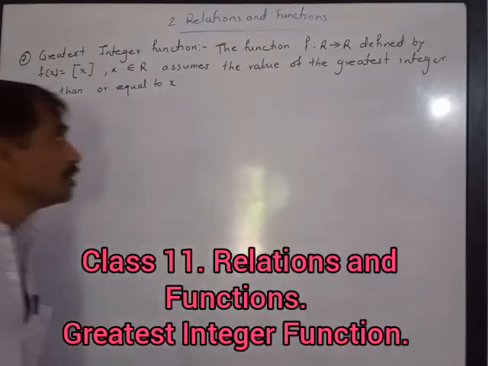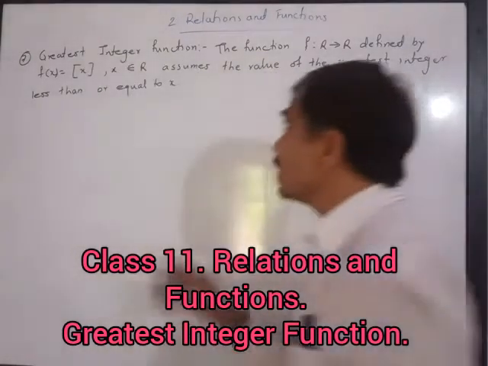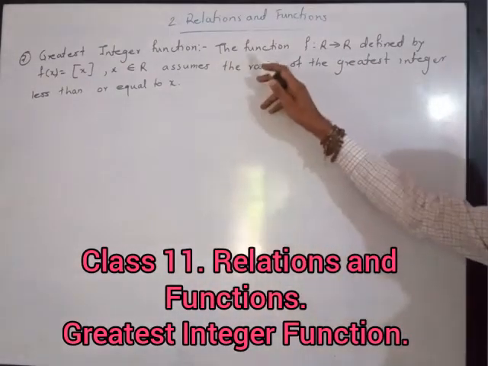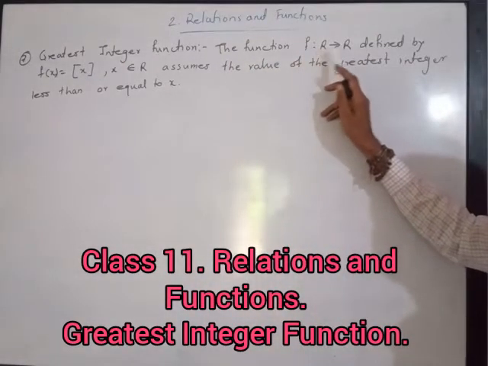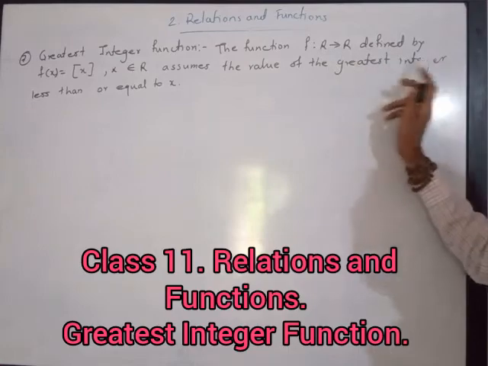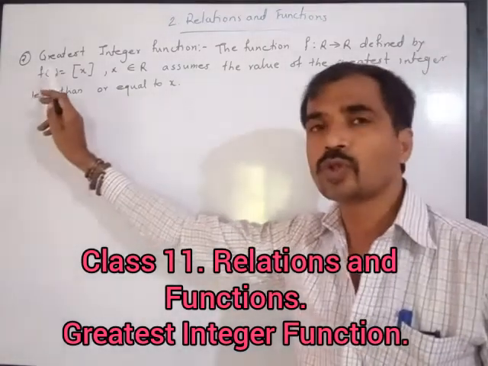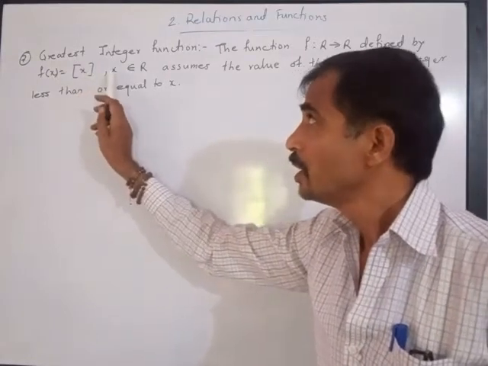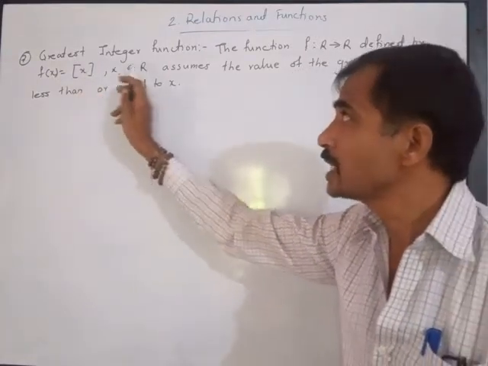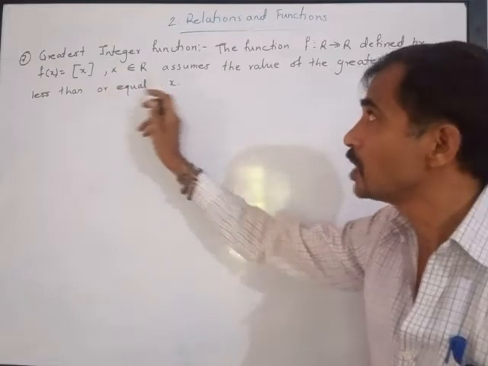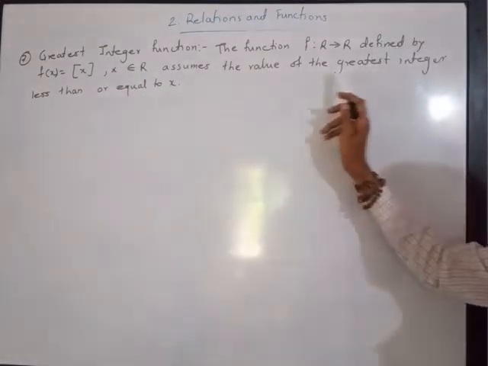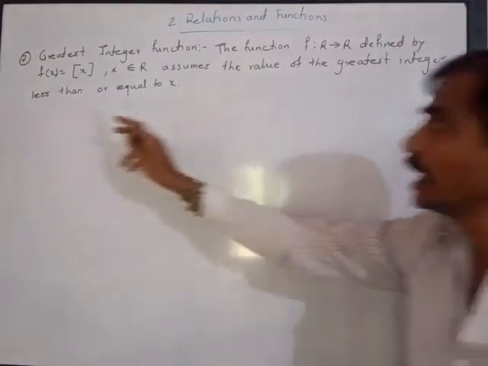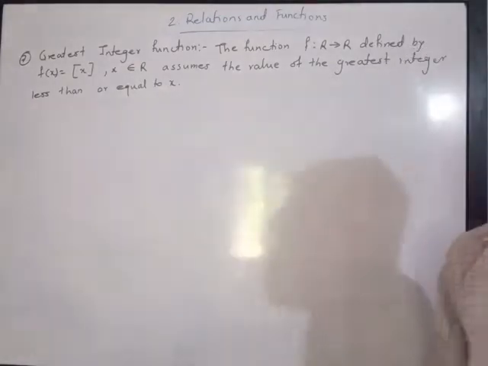Dear friends, next is the greatest integer function. The function defined from real numbers to real numbers, defined by f of x is equal to square bracket x. Please note, this is a square bracket x, where x belongs to real numbers. x can have all the values of the real numbers. It assumes the value of the greatest integer less than or equal to x.